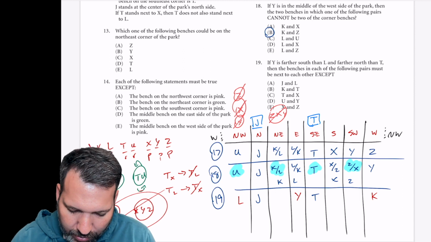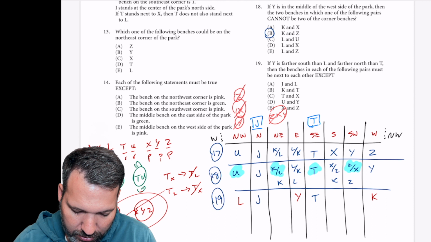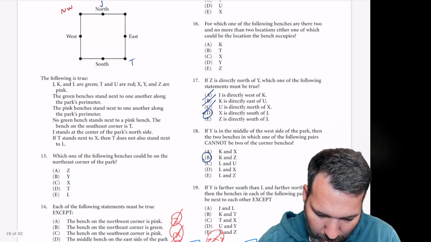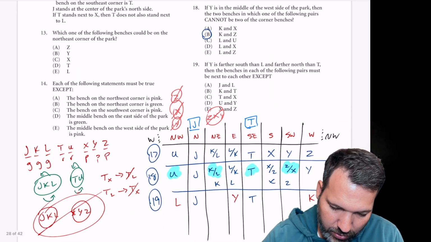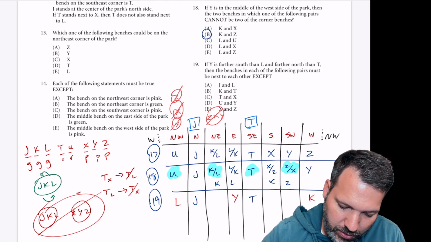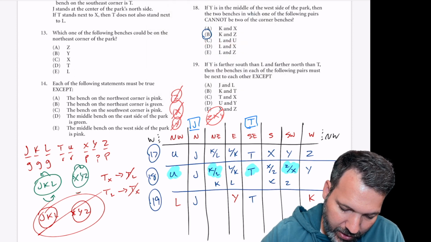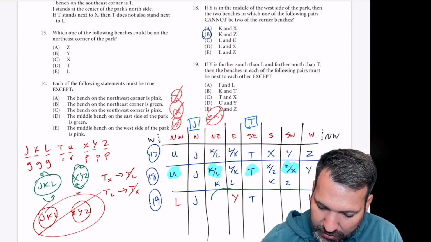Wait, isn't this a problem in the first place though? Because I was going to say all the pink benches are supposed to be next to each other. Did I never update that clue? Oh my gosh, I didn't. I wonder if I've been doing this wrong. So this was not supposed to be TU. This was supposed to be X, Y, and Z together in one form or fashion. And right now that's impossible.